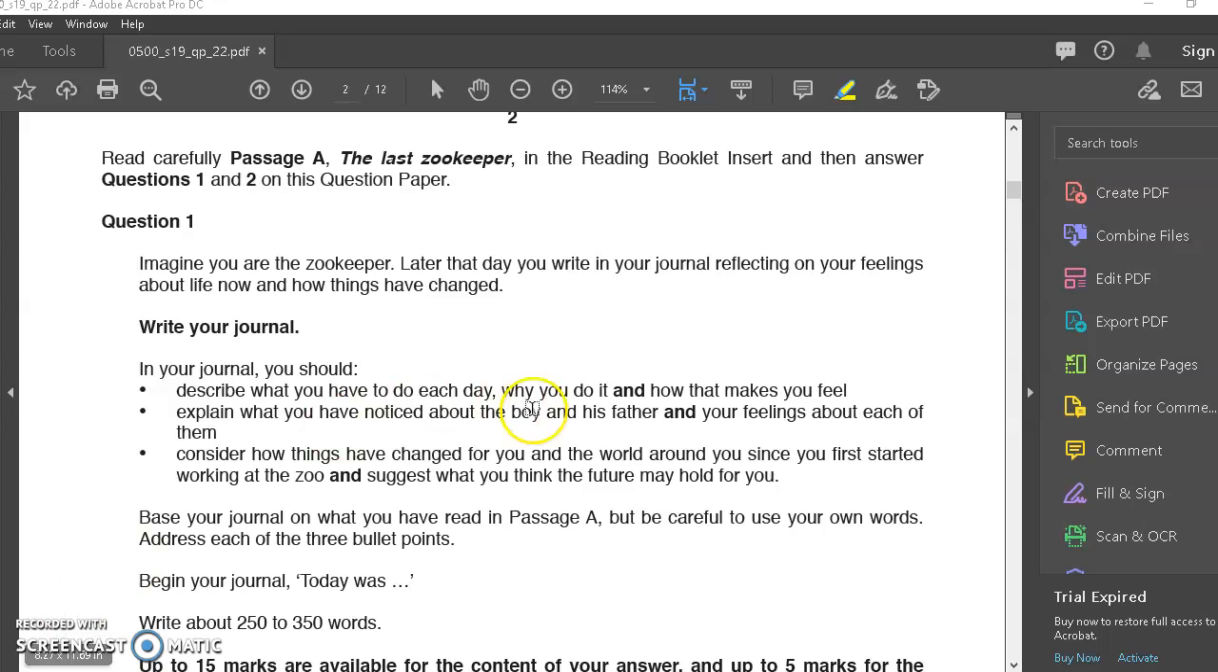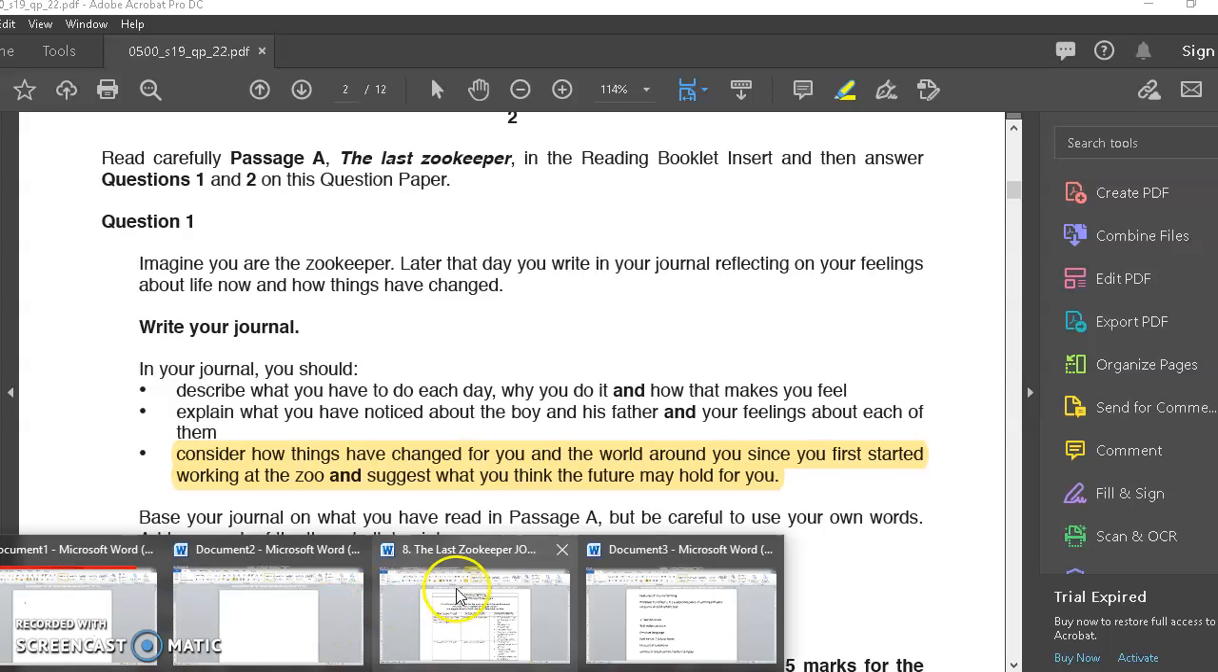So for this video, I will be looking at this last bullet point. And there's a lot to this. Well, there's a lot to all of the bullet points. If you've noticed, it is in bold. So it's asking you to look at two different things. So, it was a difficult paper. This third bullet point says, consider how things have changed for you and the world around you since you first started working at the zoo, and suggest what you think the future may hold for you.